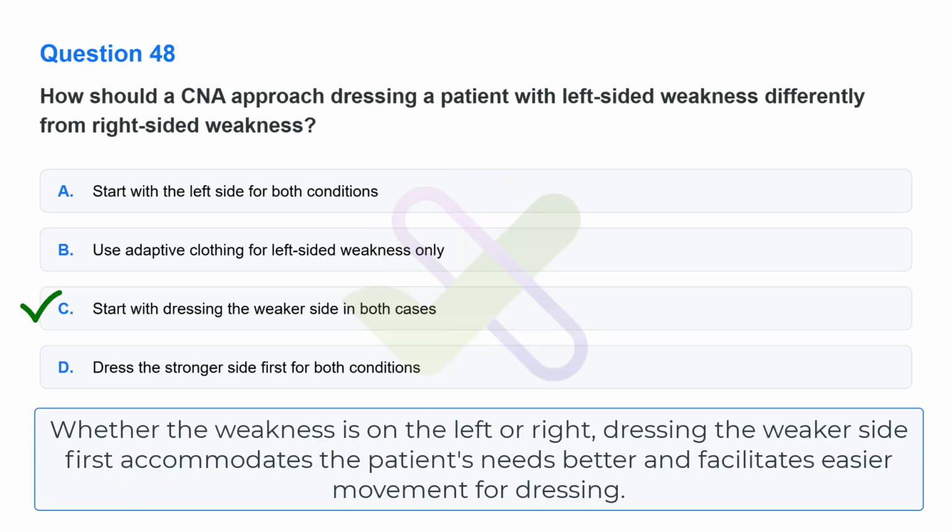The correct answer is C. Start with dressing the weaker side in both cases. Whether the weakness is on the left or right, dressing the weaker side first accommodates the patient's needs better and facilitates easier movement for dressing.